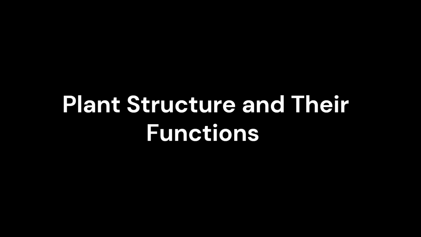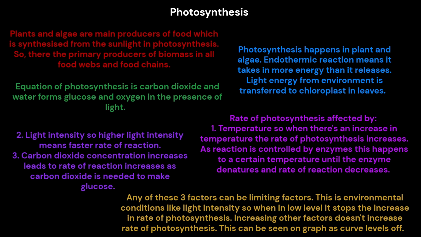Plant structure and their functions. Photosynthesis. Plants and algae are the main producers of food, which is synthesized from sunlight in photosynthesis. So, they're the primary producers of biomass in all food webs and food chains.